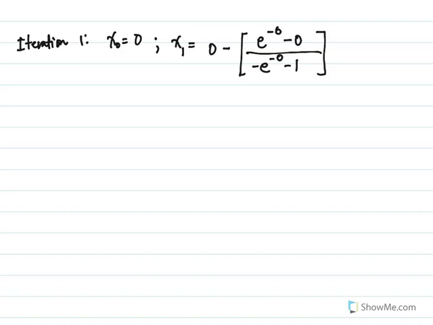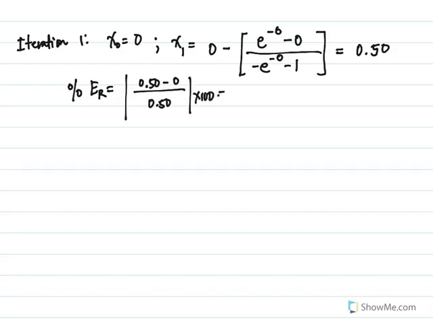But e to the negative 0 is just 1. Divided by negative 1 minus 1 is 2. Negative 1 half. Okay? And then may negative ka sa labas, so you have positive 1 half or positive 0.5. Our stopping criterion is relative error less than 20%. So we have to solve for the relative error. But actually, since 0 naman tayo nag-start, we expect that our relative error will be 100%.